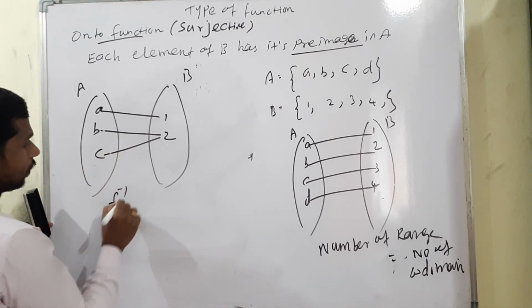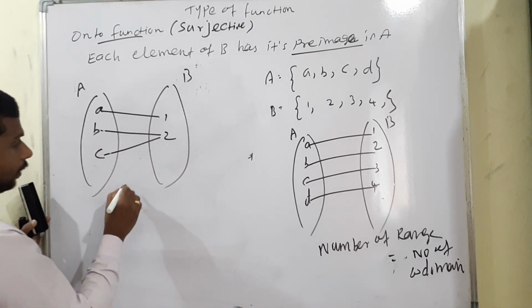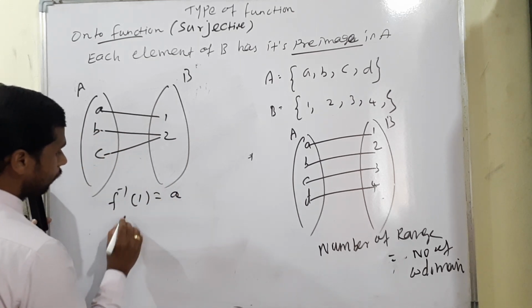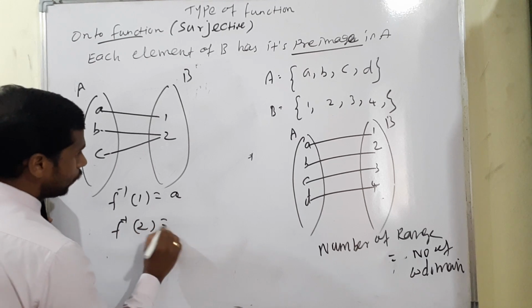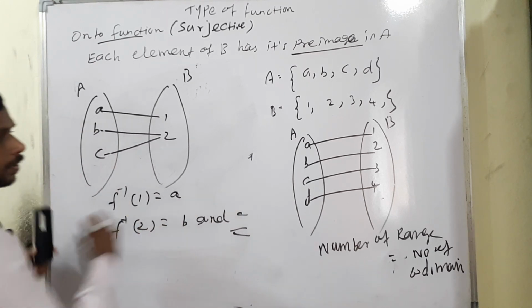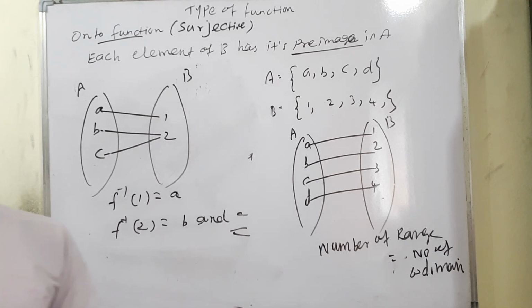Therefore, how to make it? So it is an onto function. Therefore, F inverse of 1 is equal to mapping to A only. At the same time, F inverse of 2 is equal to B and C. So this is the example. Okay, I will continue with another type.